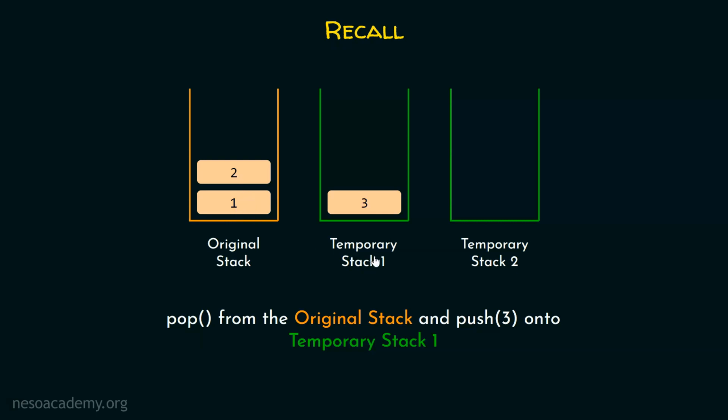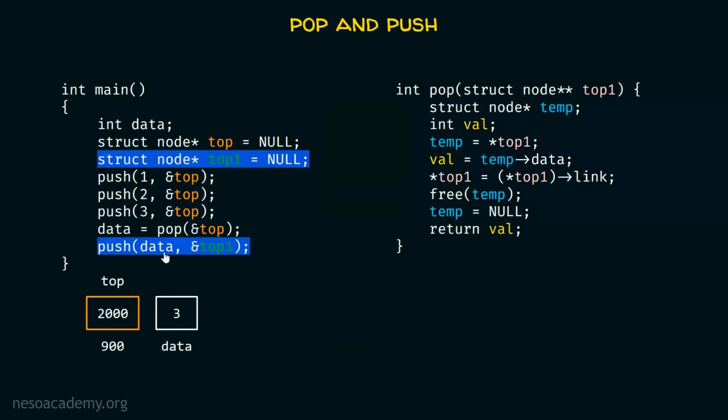And then after this, we want our temporary stack 1 to have this element 3. For this purpose, we have to call the push function, and to this push function, we have to pass the data, which means we have to pass this value 3, and definitely we have to pass the address of top 1. I have declared a top 1 pointer over here, which is initialized to null, because this time we want to push this element onto the temporary stack 1. That's why we have to pass the address of top 1. And remember that top 1 is initialized to null.